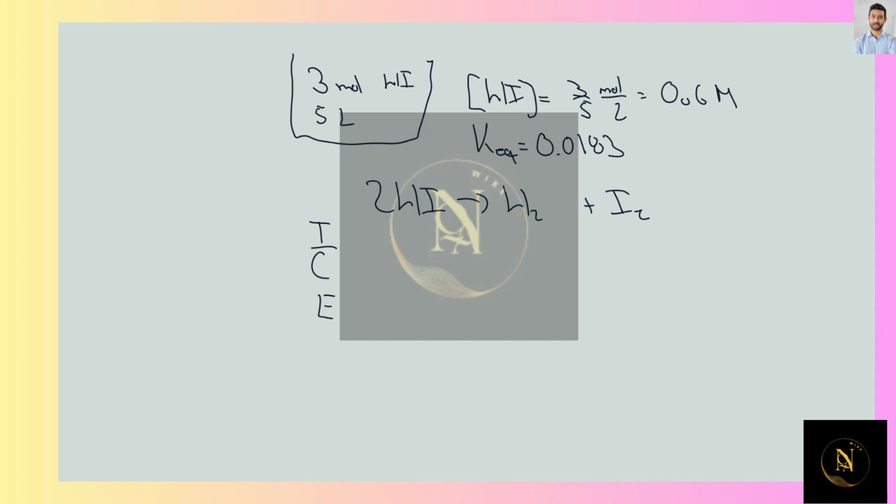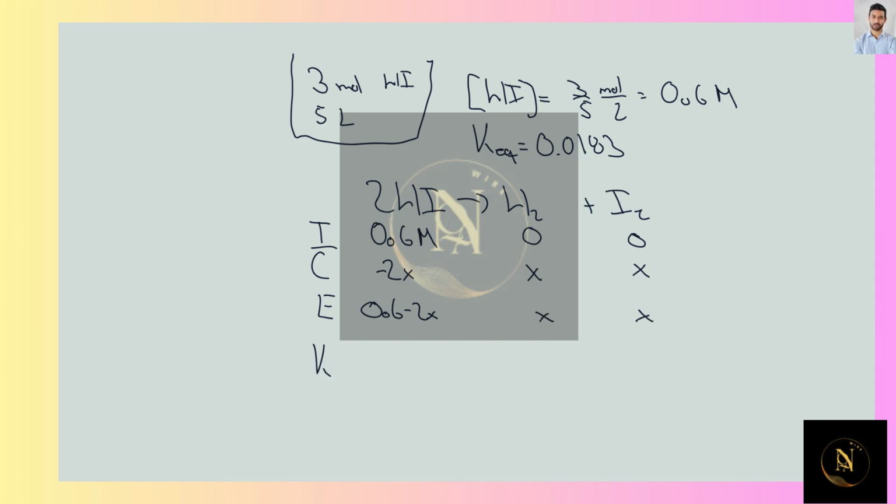So initially we're going to have a concentration of 0.6 molar of HI, 0 and 0 of the other gases. Then a portion equal to minus 2x of HI is decomposed, generating x and x. Remember that these amounts need to be corrected by the stoichiometric coefficient. So at equilibrium, we're going to get 0.6 minus 2x, x, and x.